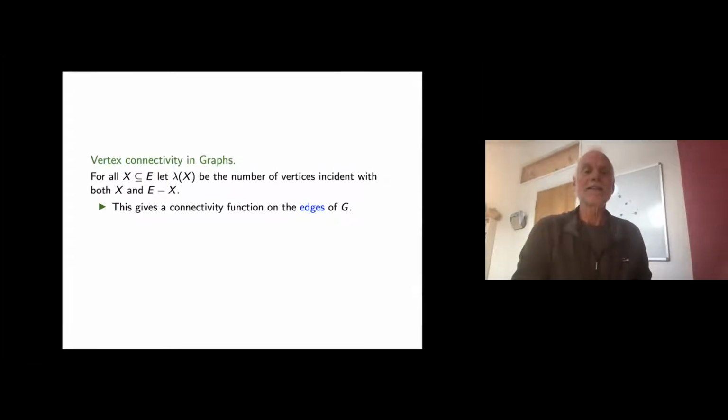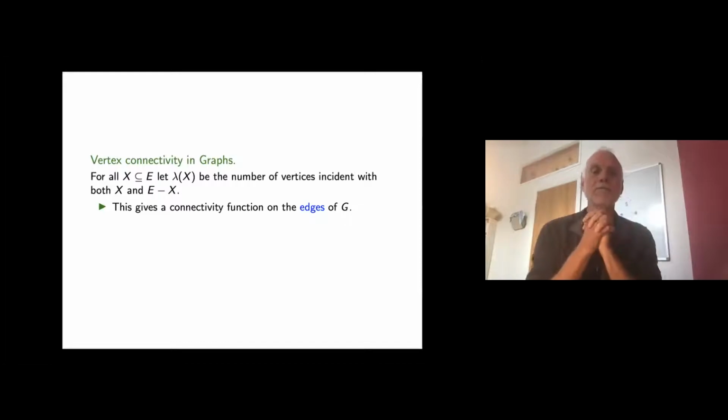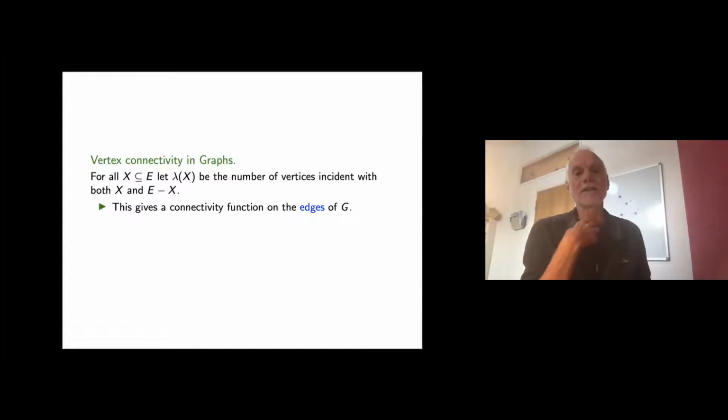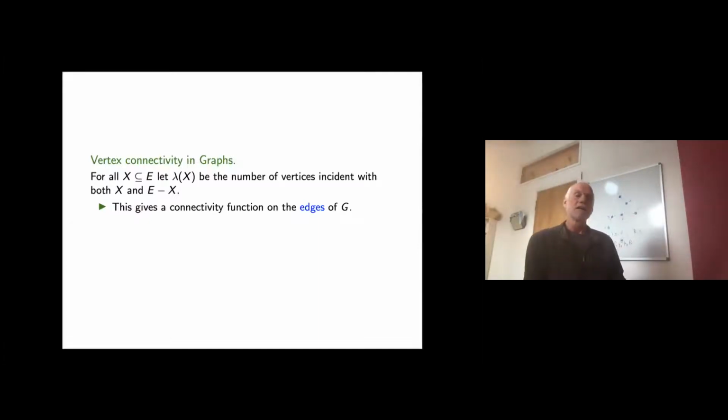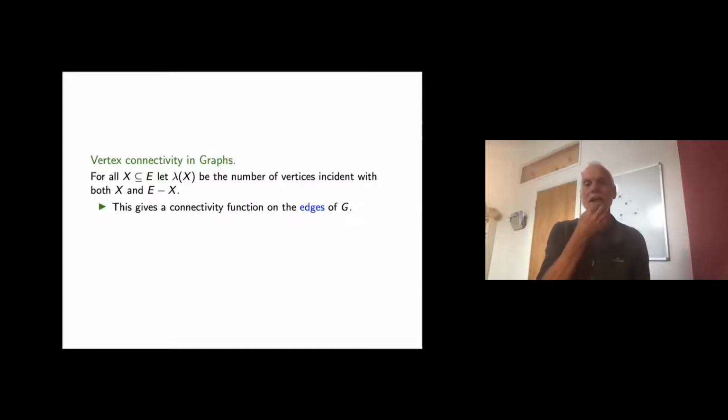Vertex connectivity comes from thinking about the edge sets of graphs. For a given subset of edges X, you let lambda of X be the number of vertices incident with both X and E minus X. Or you can think of it this way: choose your favorite subset of edges, and the vertex boundary of that set is the set of vertices incident with that set of edges and the complement. That gives a connectivity function on the edges of the graph. That may not be how you normally describe vertex connectivity to yourself, but this does capture vertex connectivity.